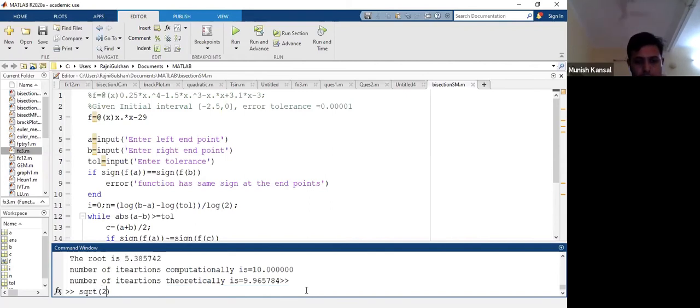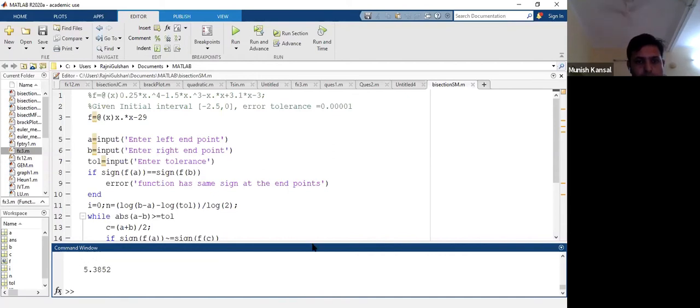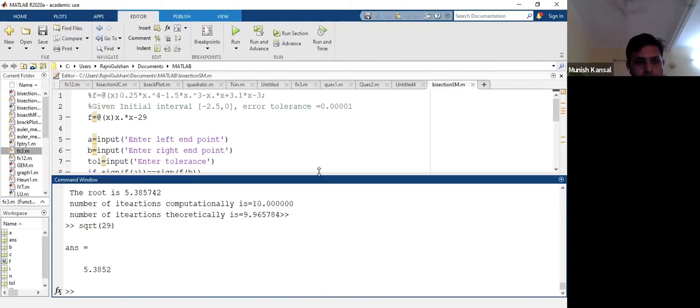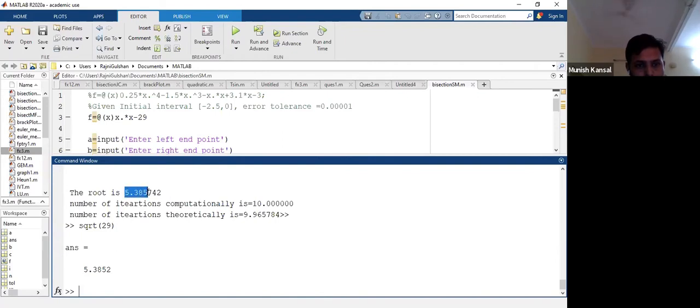Now you can also verify with SQRT. आप इसका आंसर भी वेरीफाई कर लिया करो कमांड विंडो में. Say square root of 29, the command is SQRT. So this is 5.3852, right? So we get a close value with the help of the bisection method, right? So this is the idea of bisection.